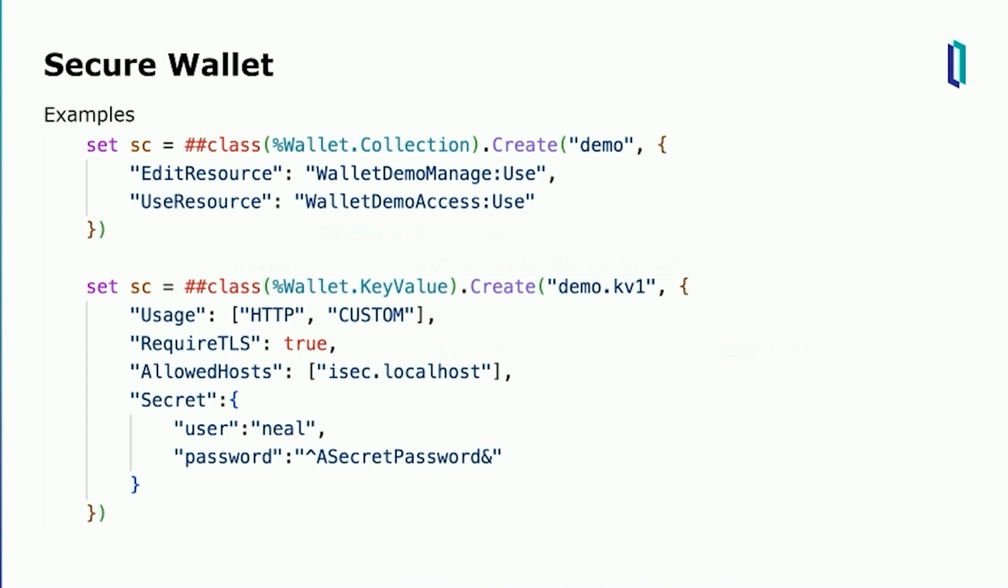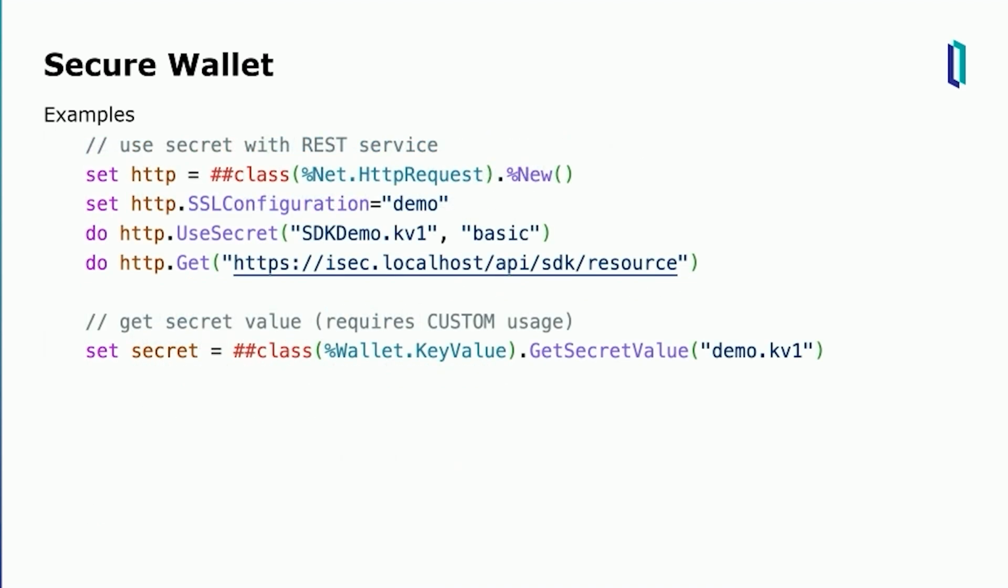So let's say you create it, and then a quick example of how you would use it. In this example, at the beginning, you see how you would attach it to a %net HTTP request object. Use this method use secret to associate the secret you just created, which I think has a different name. I should have said demo. That should be demo.kv1. And it's saying I'm going to use it with HTTP basic authentication. What this will do is look in the secret that I specified for a key named user, a key named password, and create the authorization header to use.